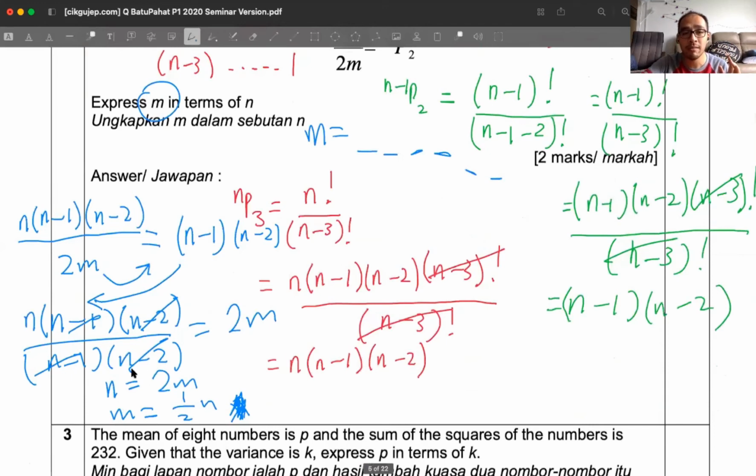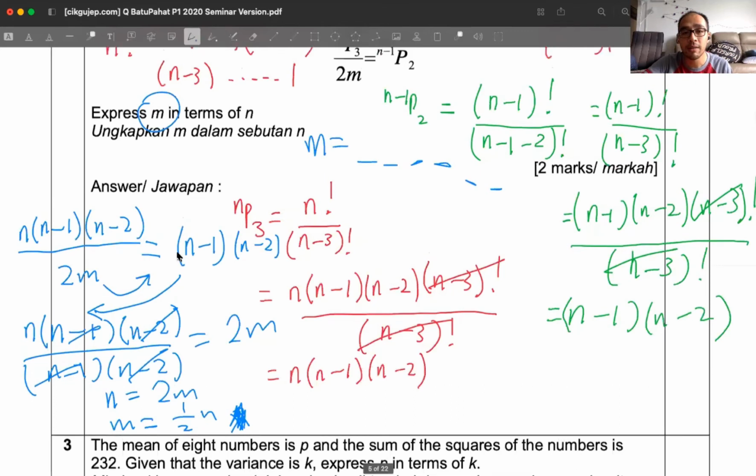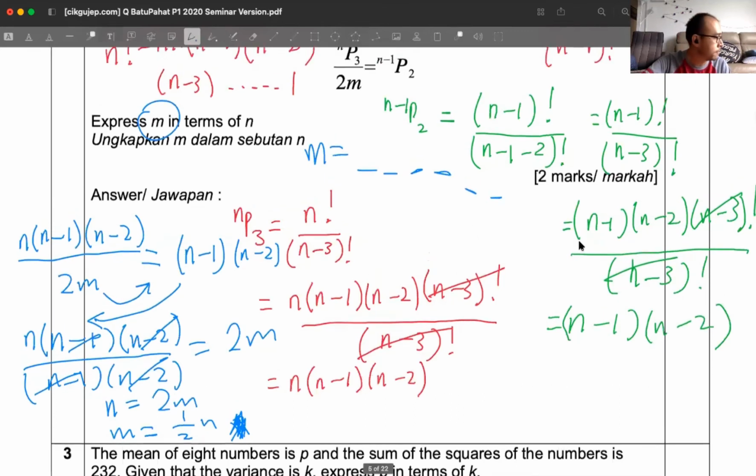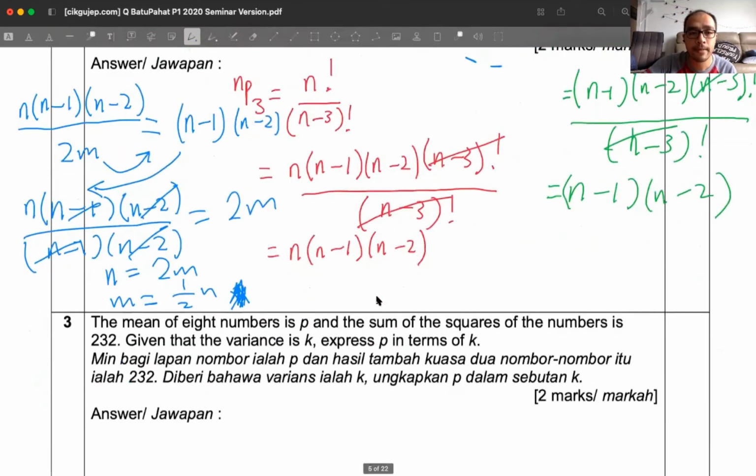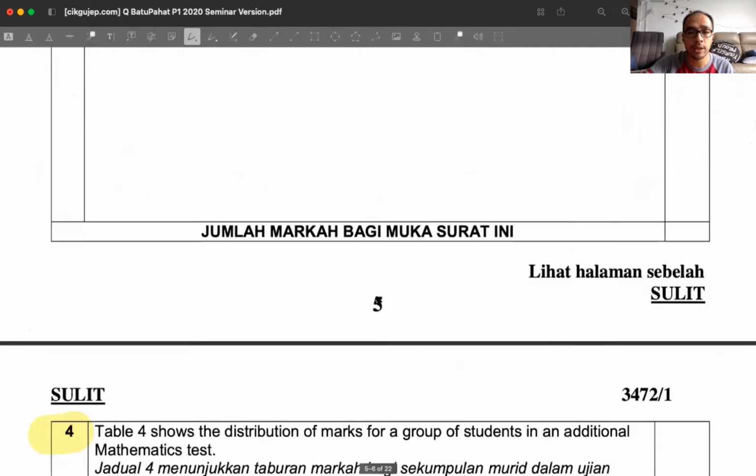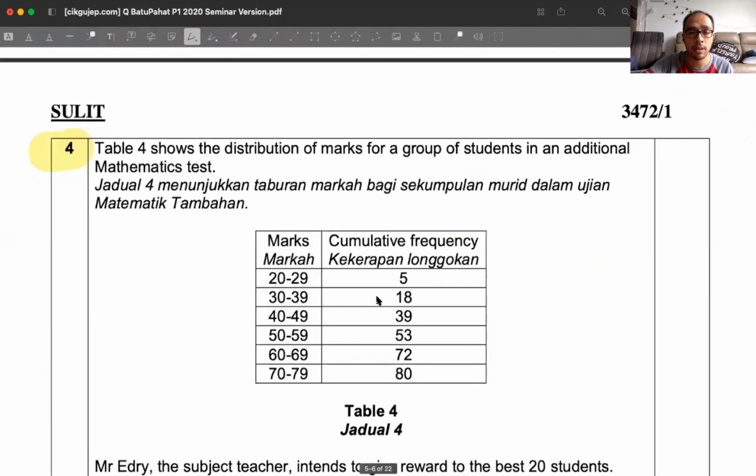Okay, actually kan, this part yang warna hijau dan yang warna merah kan, tiada markah ini. Yeah, this is the only part that has the mark. Okay, 1 mark here and then 1 mark over here. Okay, so yeah, so that's the tough part lah. Okay, but if you know how to manipulate this kan, then actually it's very simple. Okay, next question is question number.